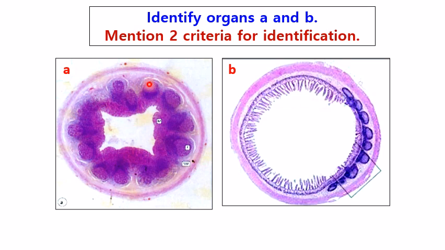First, why is this appendix? I do not have villi and I have lymphatic follicles all over. Why is this ileum? I have villi and crypts and I have lymphatic follicles at one side, which is known as the antimesenteric.